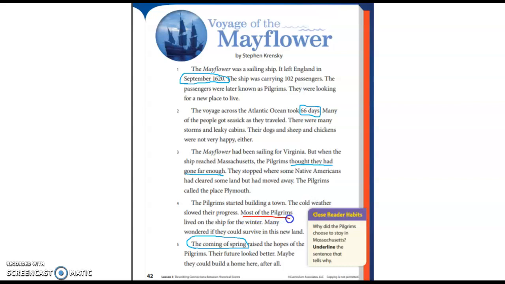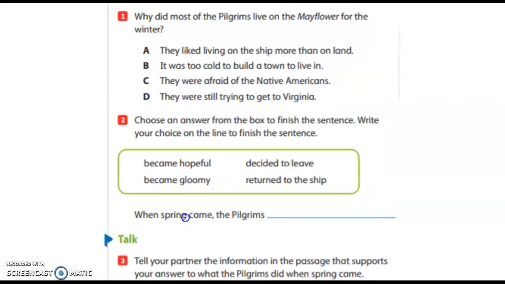So why did they live on the ship for the winter? Because the cold weather slowed the progress of building their town. So back to our question. Why did the Pilgrims live on the Mayflower in the winter? They liked living on the ship more than land? That's not what our text evidence said, so I'm going to eliminate that answer.